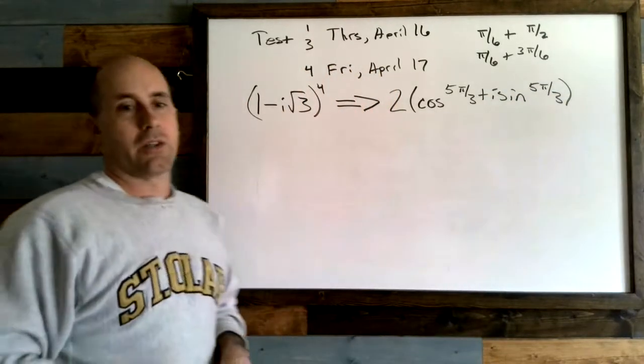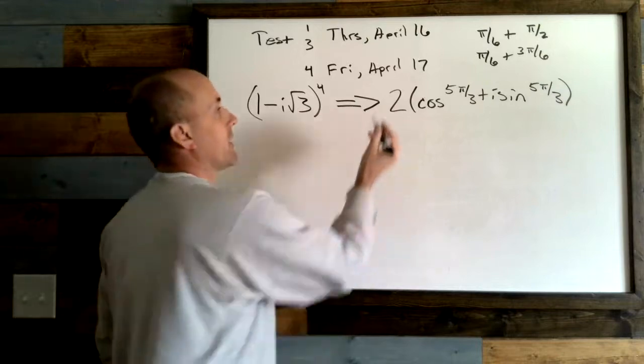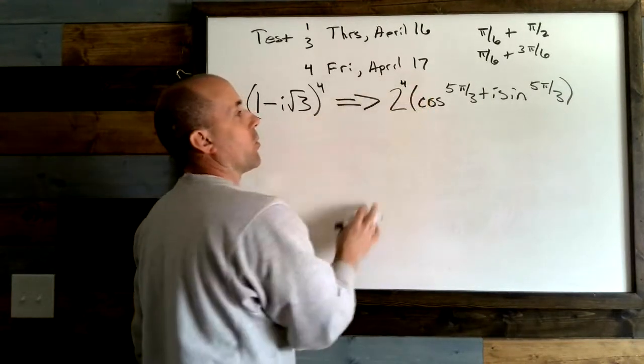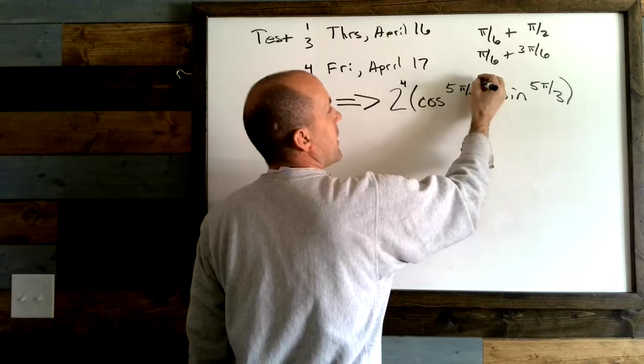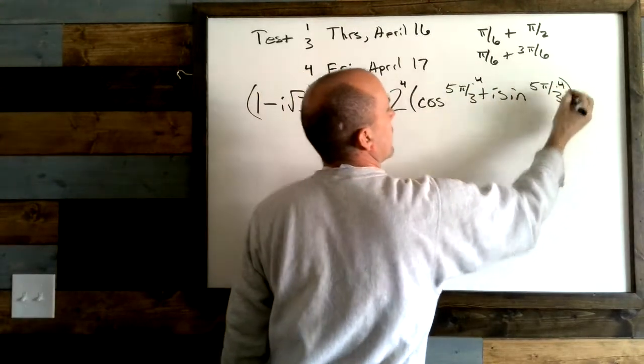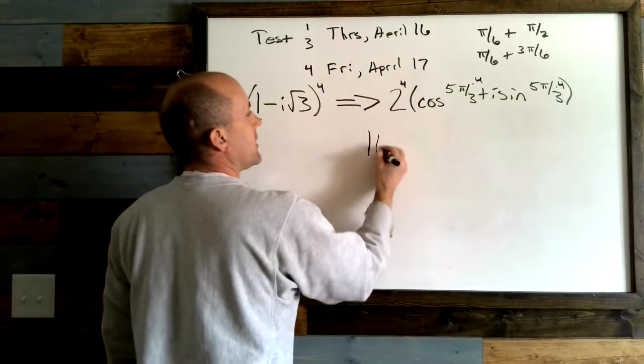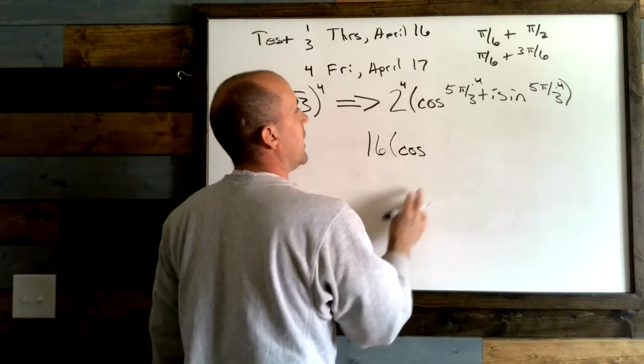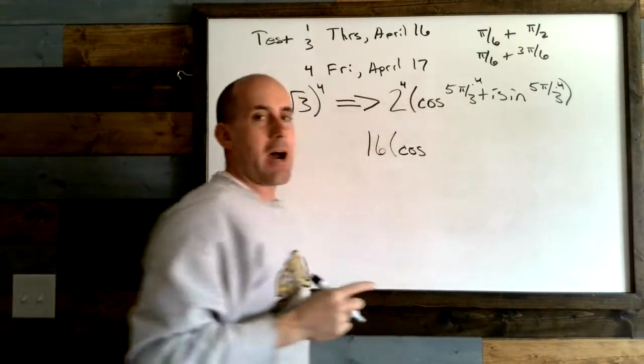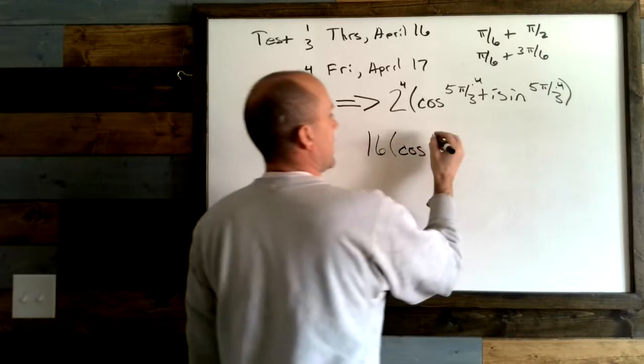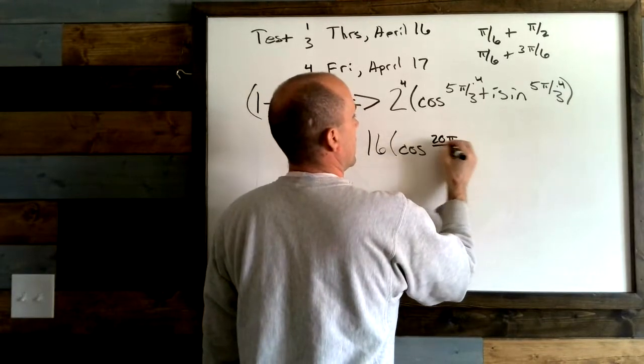Now, as you raise it to the 4th power, what you do is you take this number and you raise it to the 4th. You take this number and you multiply it by 4. So we get 16 times the cosine of 5 pi times 4 is 20 pi over 3.